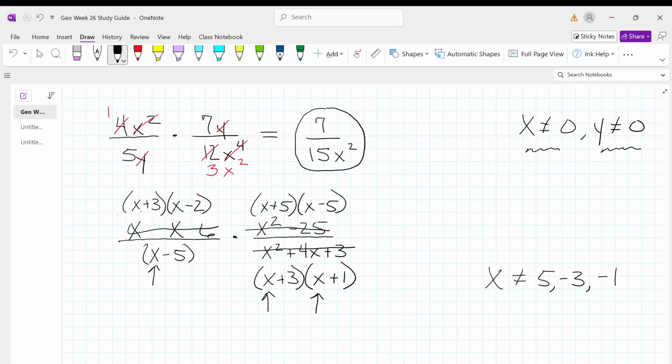All right, this x plus 3 and this x plus 3 cancel diagonally. So does this x minus 5 with this x minus 5. And then we can multiply. All right, so we get x minus 2 times x plus 5 in the numerator, and in the denominator, the only thing left is x plus 1. And we've already got this negative 1 as a restriction, so we're good. And we're in simplest form with our 3 restrictions.